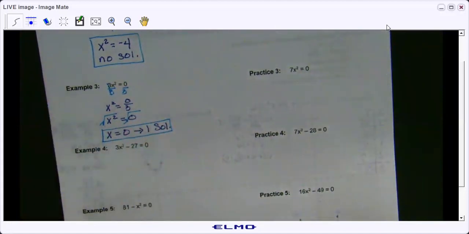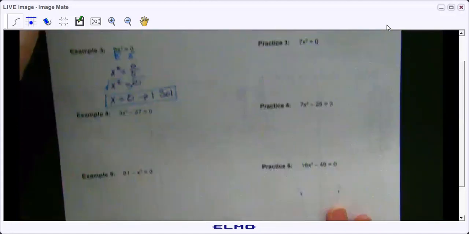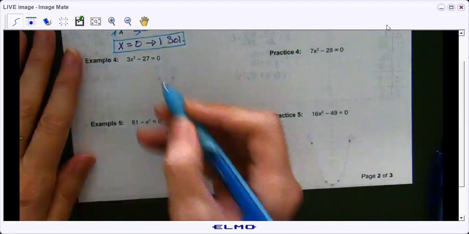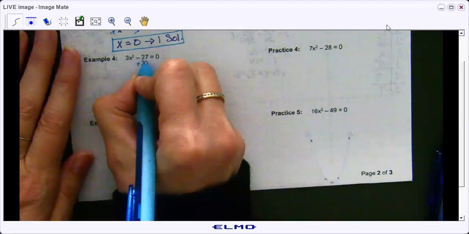Okay. All right, let's go to example 4. Okay, we're going to add 27 to both sides. So this is just solving an equation.